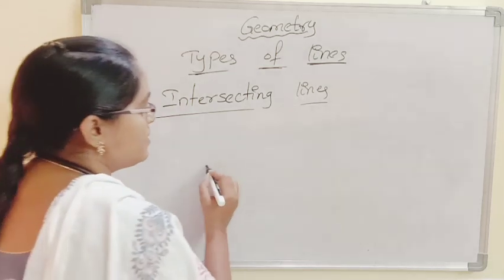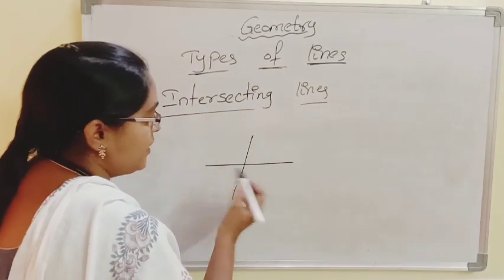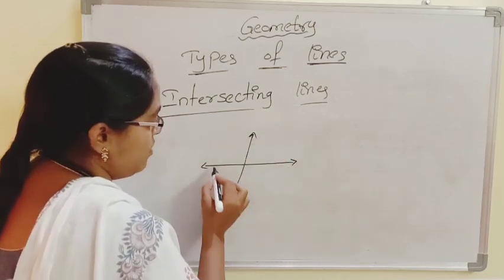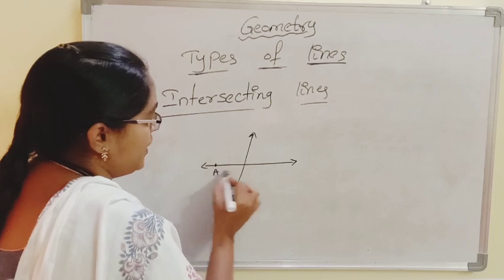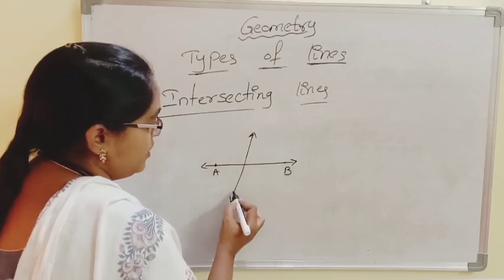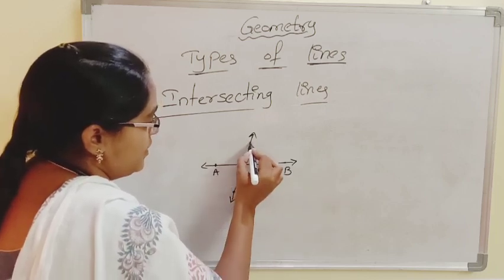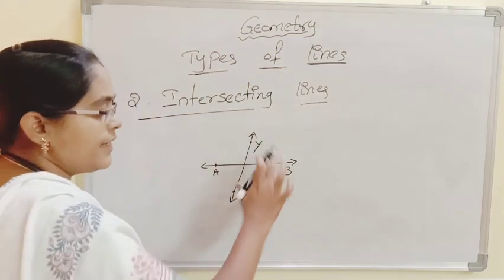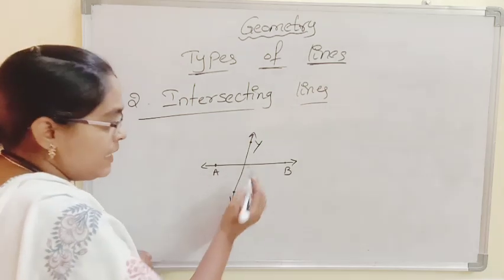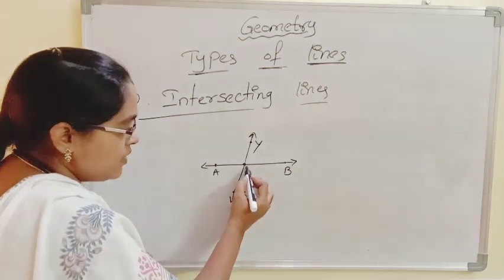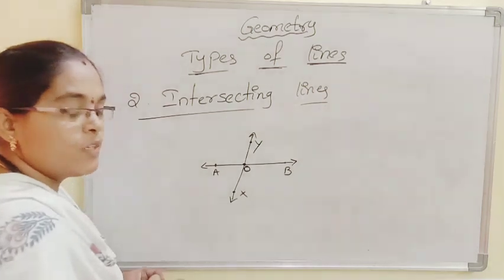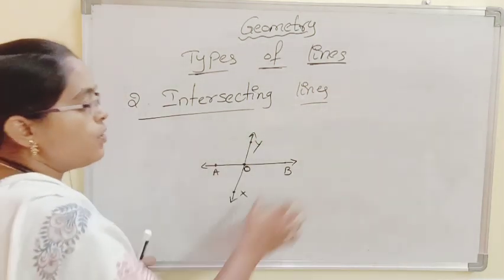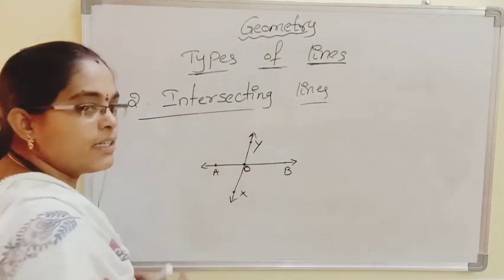If two lines meet at a point, then the two lines are called intersecting lines. See here, I have two lines. Here I have point A and point B, and here I have point X and point Y. If I consider line AB and line XY, these two lines are intersecting at this point. I am considering this point as O. These two lines are intersecting at a point, so this type of lines we are calling intersecting lines.